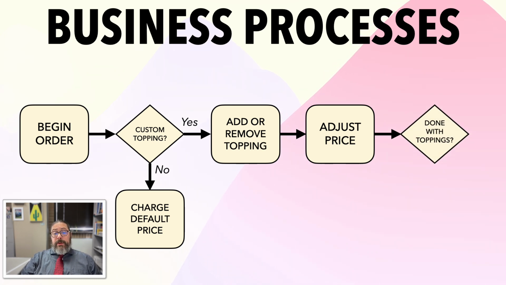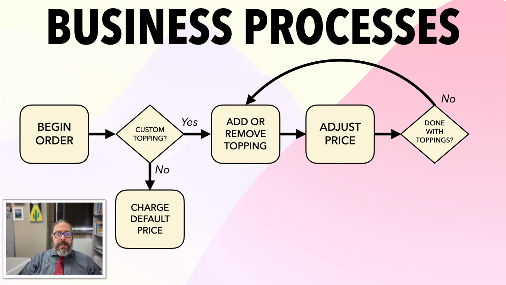Then, are we done with toppings? If we're not, we're going to continue to add toppings, adjust price. Are we done? No, we're going to go back. That is what we call iteration. That is going back and doing something again.